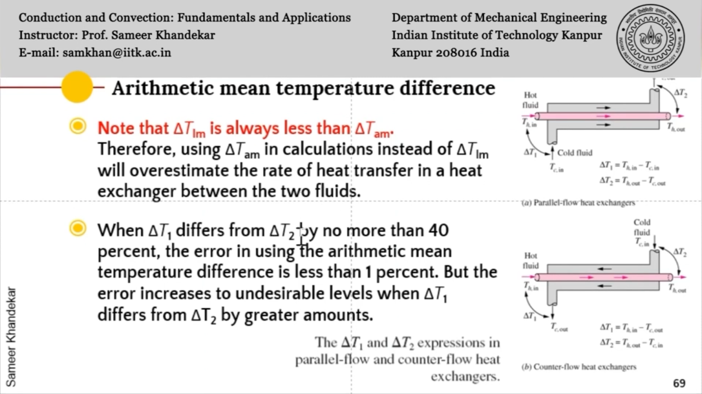Now when delta T1 differs from delta T2 by not more than about 40%, the error in using the arithmetic mean temperature difference is less than 1%. So that means for small changes in the temperatures, delta T1 minus delta T2, you can indeed linearize the equation and get a meaningful, reasonable result. But the error will increase to really undesirable levels when delta T1 differs from delta T2 by greater and greater amounts. So in general, it is always preferable to use the LMTD and make a conservative, good estimate of the net heat transfer which is desired.